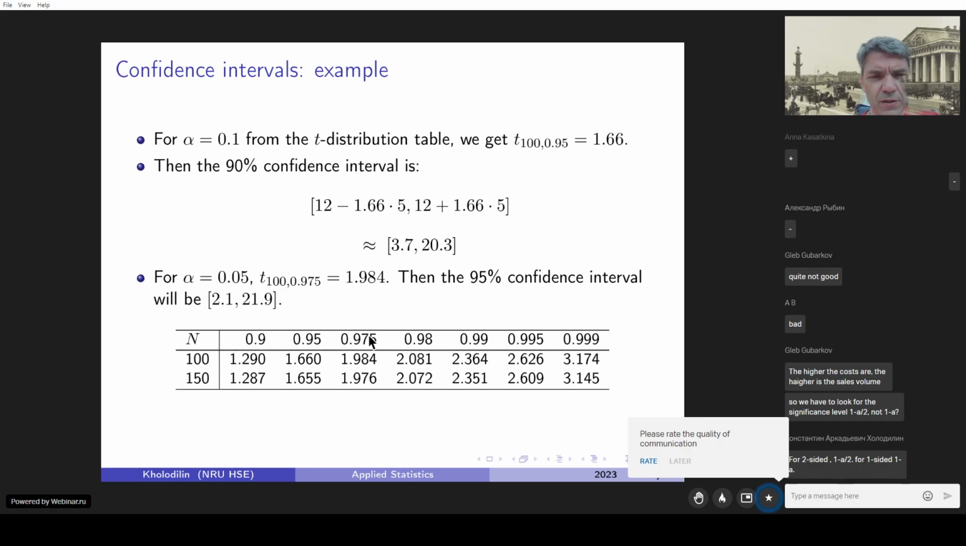When we compute confidence intervals. When computing statistical significance, we look at the values here.